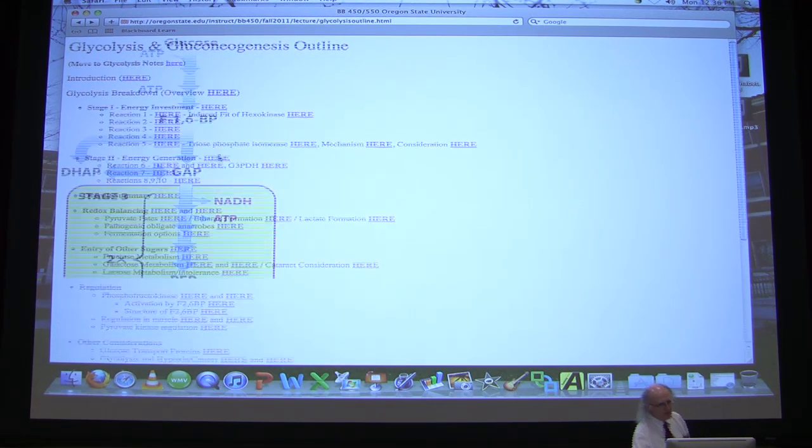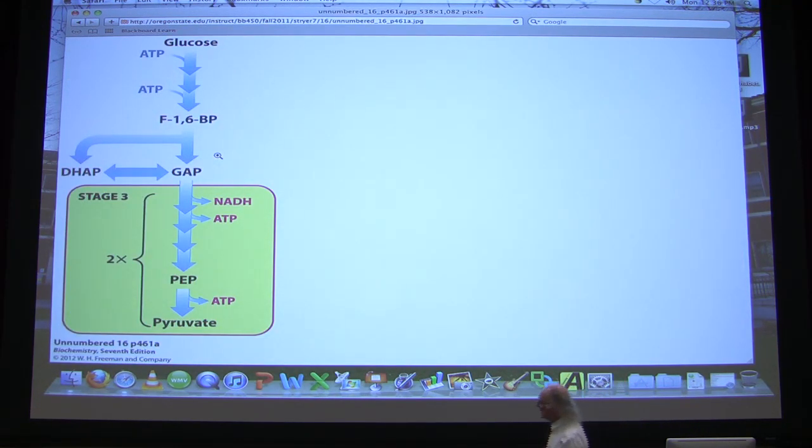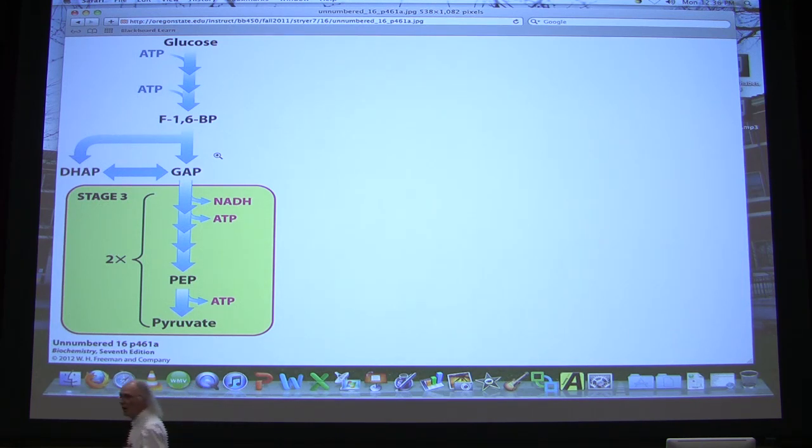Okay, in the energy generation phase, what we see is that there are two places that ATPs are produced, but remember that since every molecule is duplicated, the ATPs themselves are also duplicated. So we're going to produce in this second phase a total of 4 ATPs. That's how we get our net gain of 2.